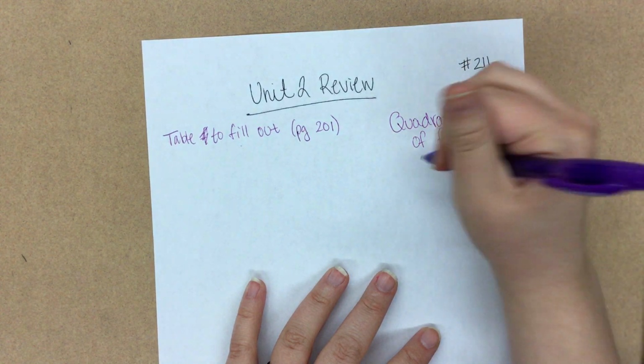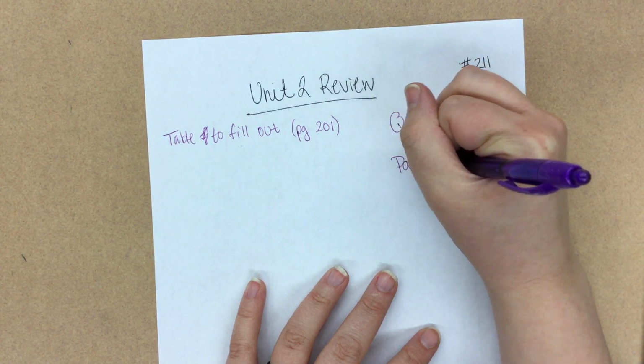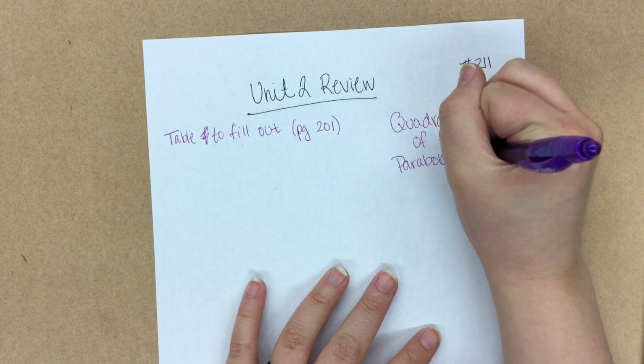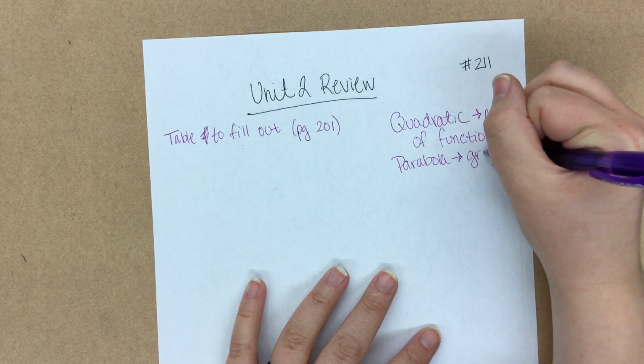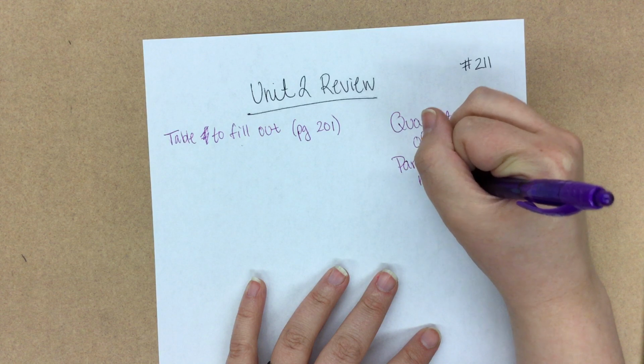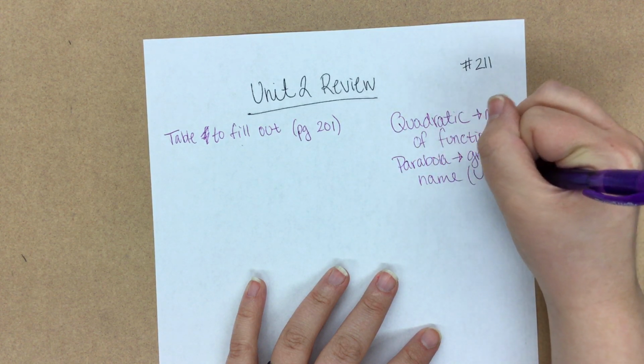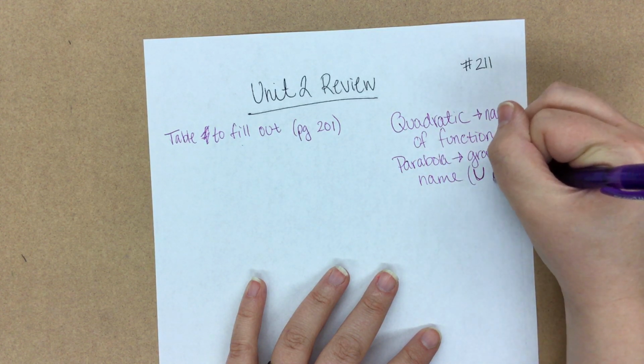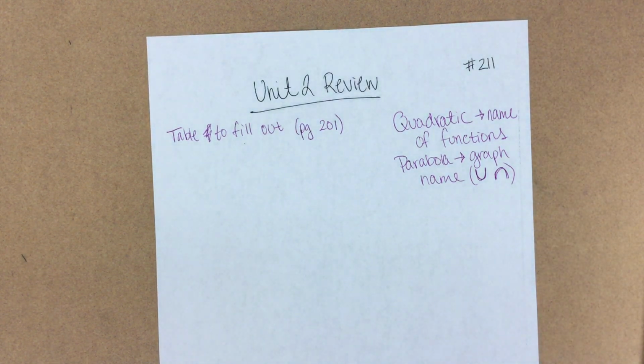Okay. And it's probably good to know that a parabola is the name of the graph, that U-shape, whether it goes up or down.